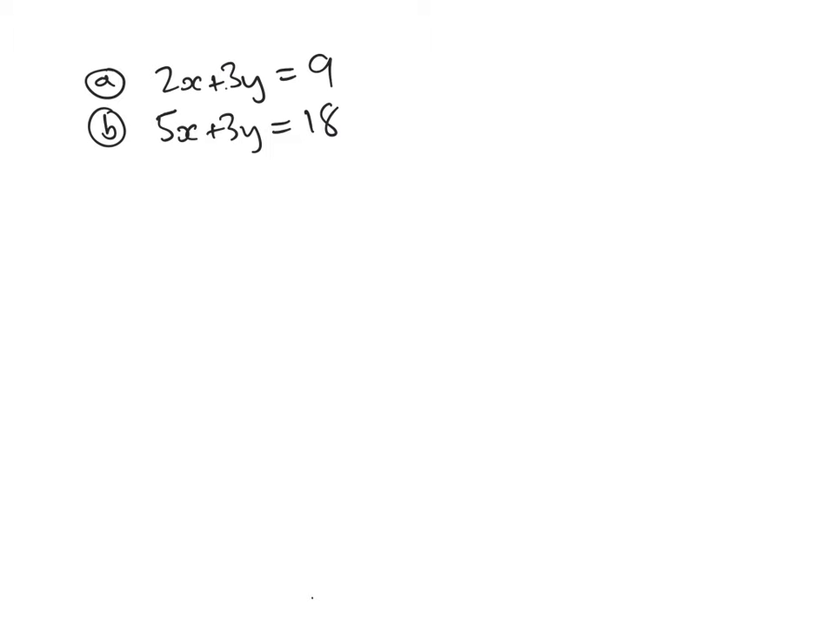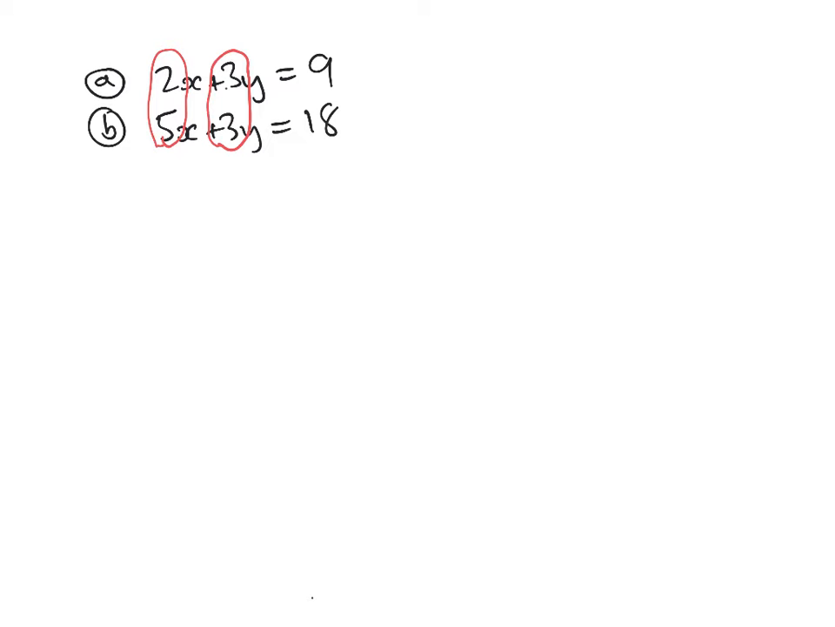So what we do is we need to eliminate one of the variables. Now, to do that, we look at the coefficients in front of the unknowns. So the unknowns are x and y, so we look at the numbers in front of them, and we look at the signs as well. Okay, now what we're trying to do is find coefficients that are the same. So x is 2 and 5, they're not the same. Y, they're both positive 3s. So because of that, we know we can eliminate the y's.